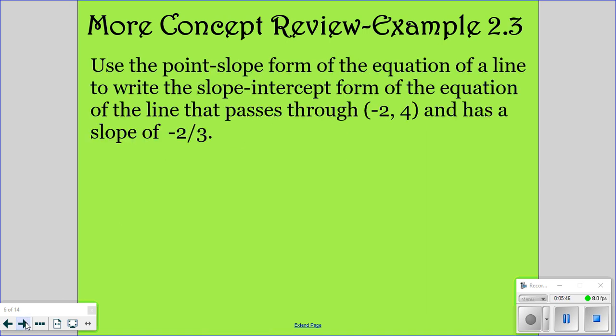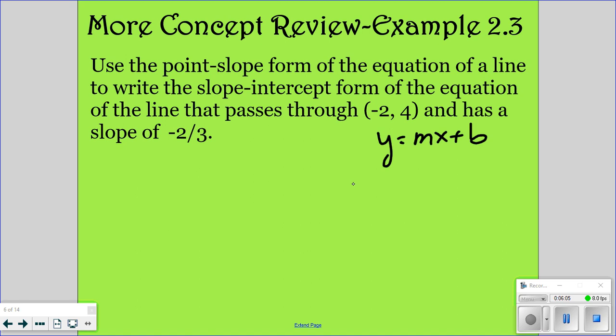For the next one, we want to take the point-slope form of the equation to get it into slope-intercept form. So I'm going to go over the forms really quickly. Slope-intercept form is y equals mx plus b. Hopefully you're familiar with that.